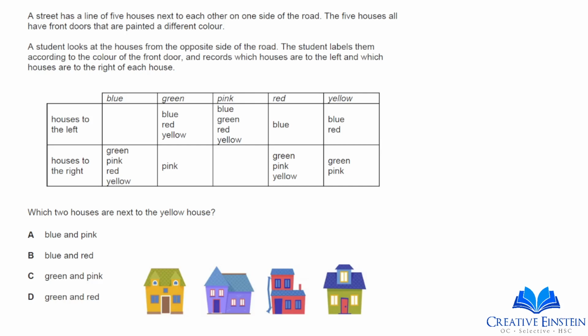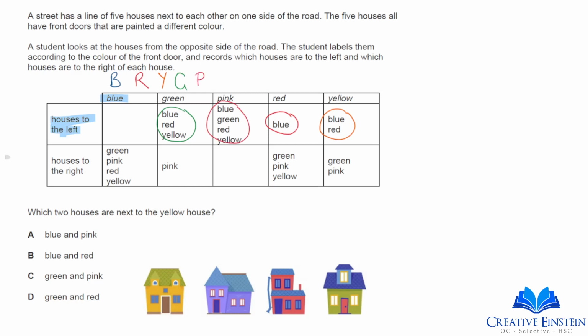Okay, so we have houses on the left. We can tell by this table that the most left house must be the blue house because there is no house on the left of the blue house. So blue must be on the most left, followed by red because red only has a blue house on the left of it. The next house would be the yellow house because it has blue and red next to it on the left. Then we have the green house with blue, red and yellow on the left of it. And the very last house we have is the pink house with the 4 houses on the left of it.